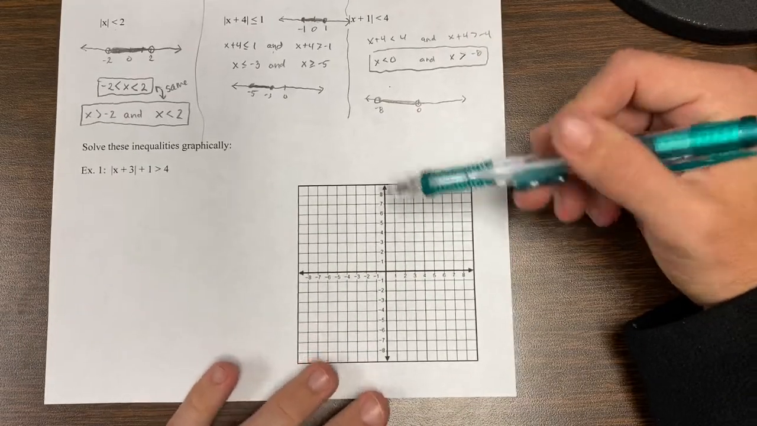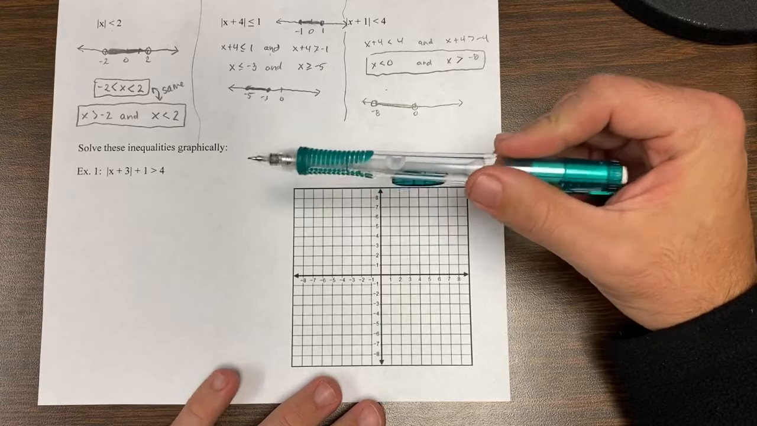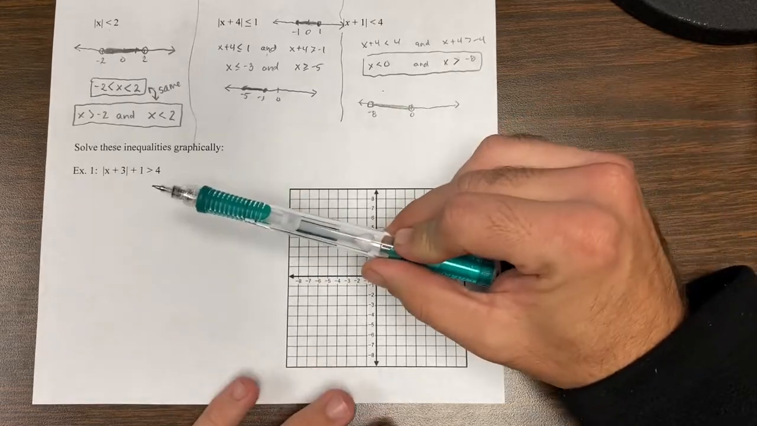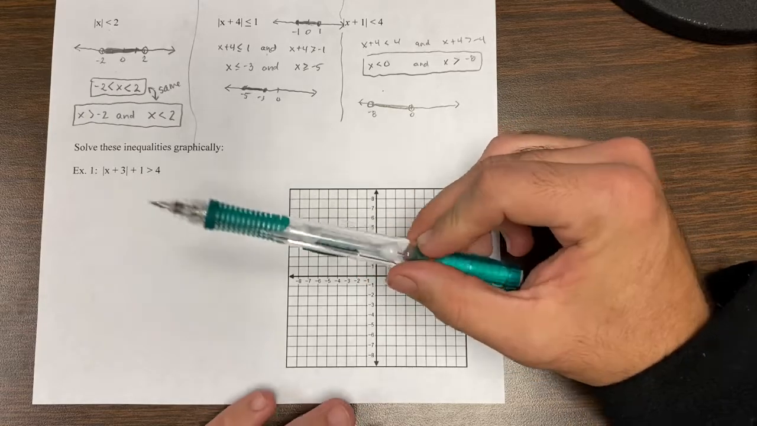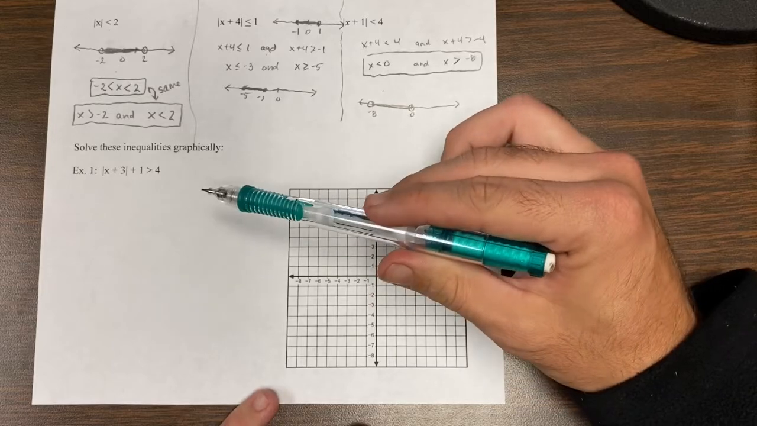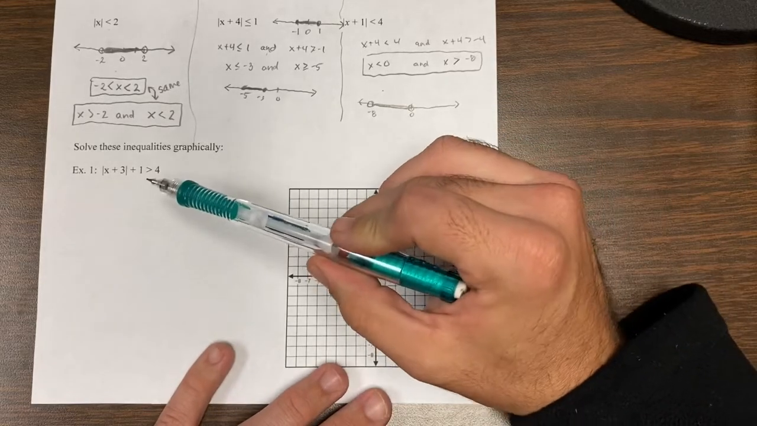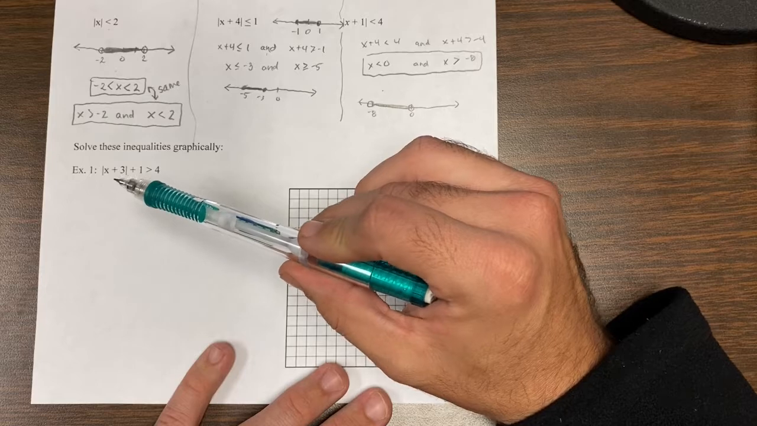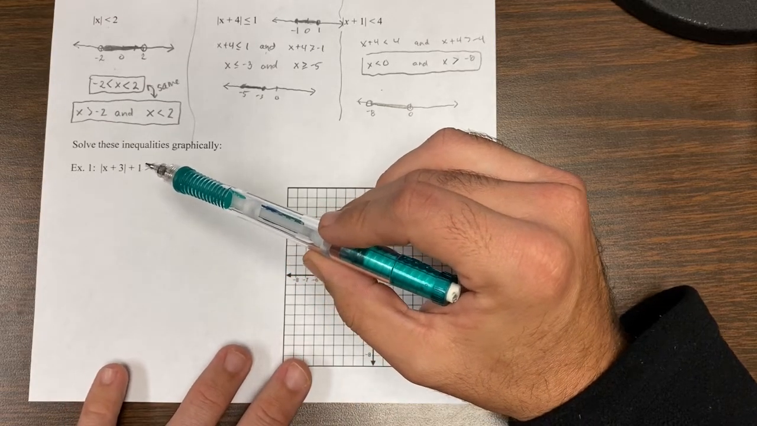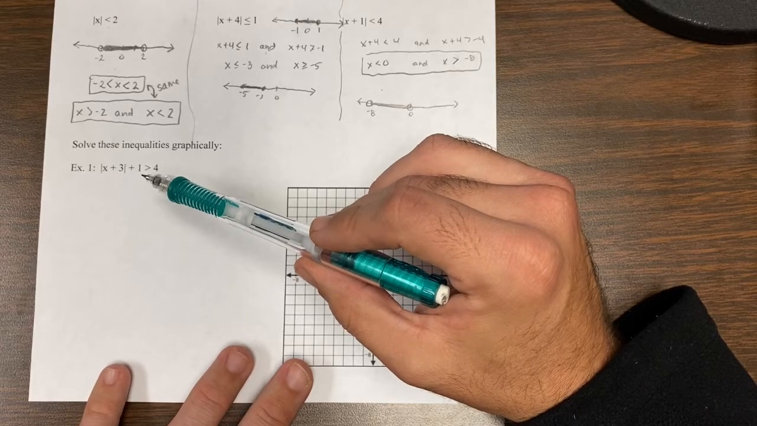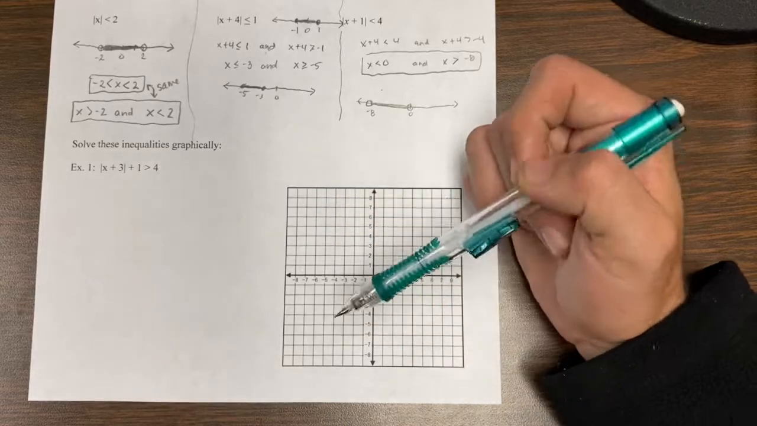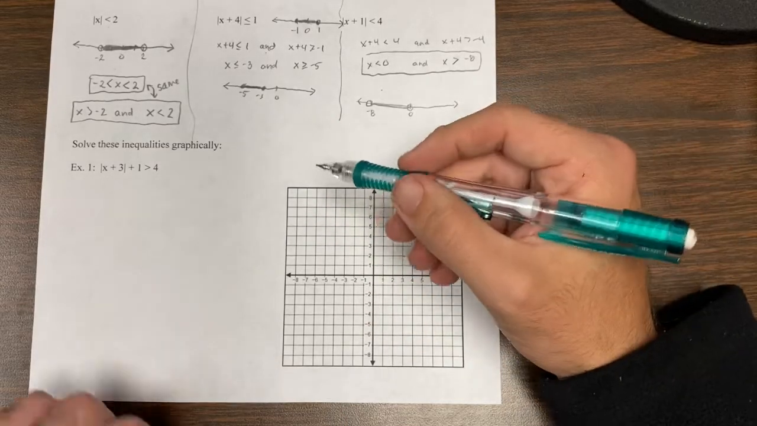All right, so now we're going to solve these inequalities graphically. Before we start algebraically dealing with some more complicated inequalities, let's see what's going on in a graph so we can get a picture of what's going on when we do the algebra. So the idea here is to take the left side of the inequality, this absolute value of x plus 3 plus 1, and graph that, and on the same set of axes, graph y equals 4, and then see where they intersect. All right, so that's our plan. That's what we're going to do.